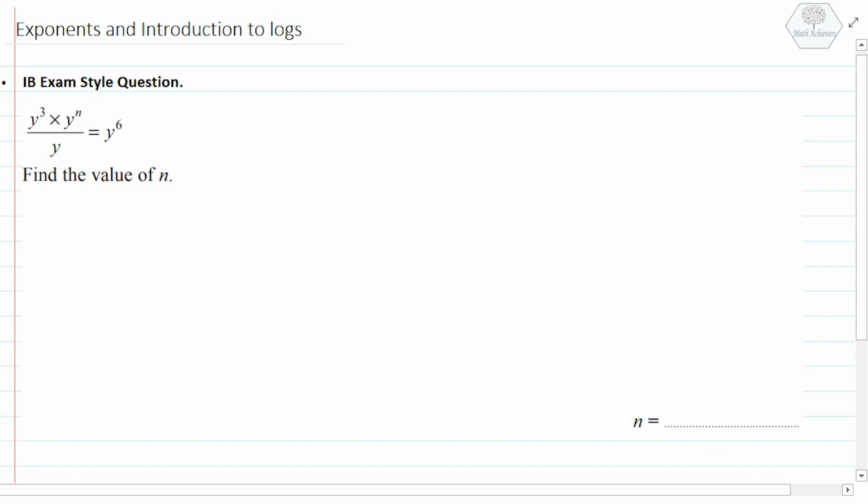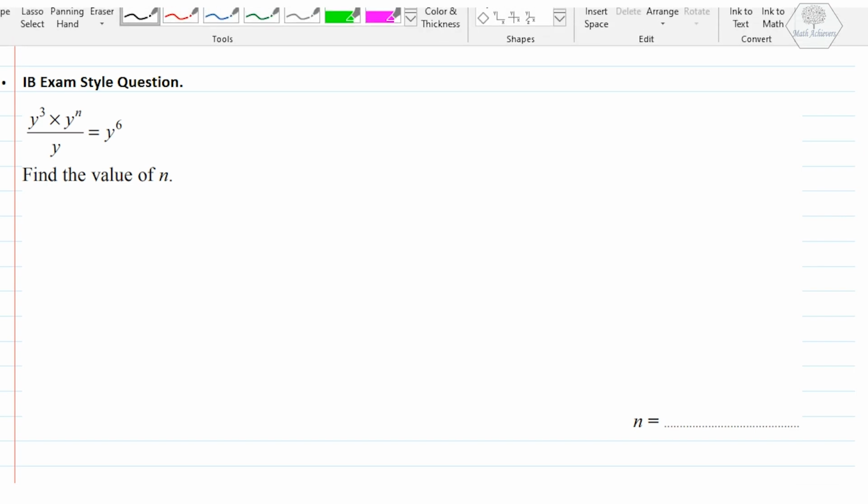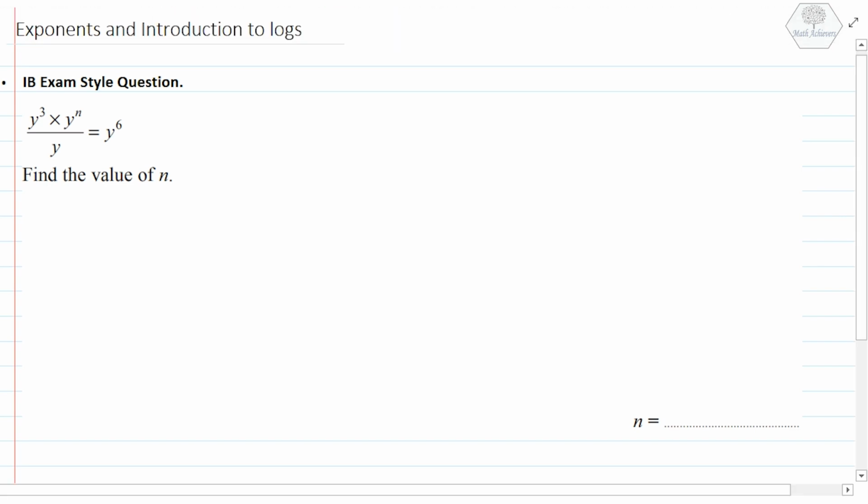Now, let's solve an IB exam style question. The question says that y to the power of 3 times y to the power of n, all of it divided by y, is equal to y to the power of 6, and we need to find out the value of n. We have to apply the rules of indices in order to find out the value of n. So we start with the numerator.